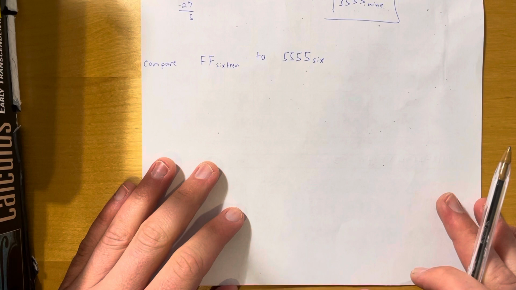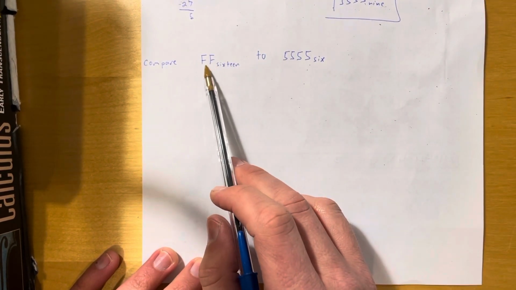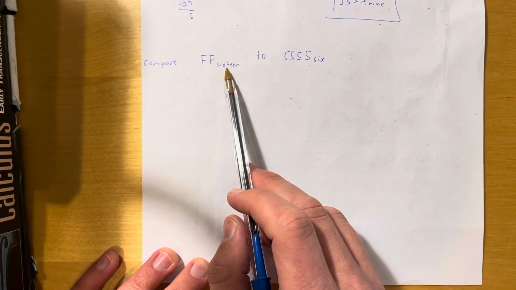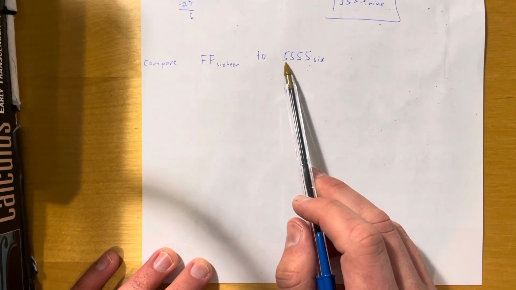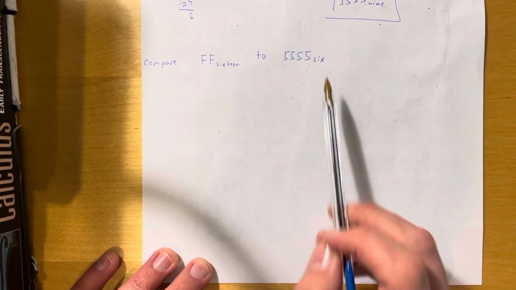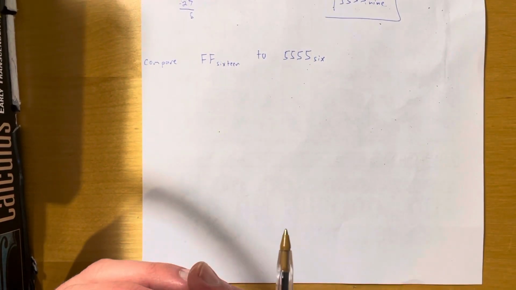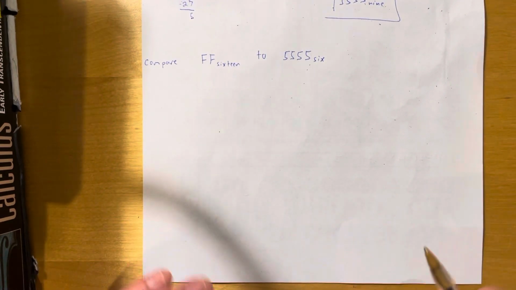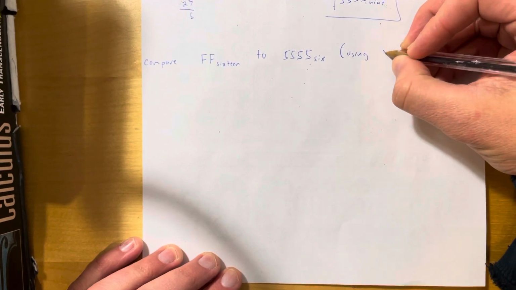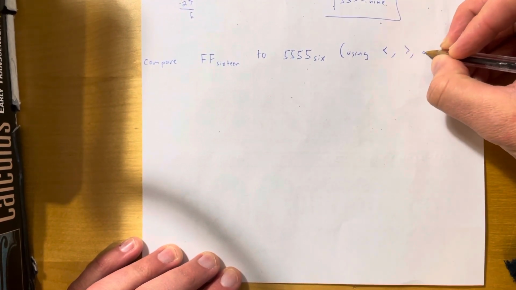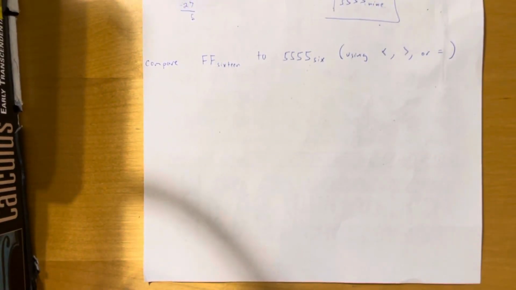Okay? This example right here, we're comparing two numbers, FF in base 16. Remember, base 16, we call that hexadecimal. So this is FF in hexadecimal. And this is the number 5555 in base 6. And when I say compare two numbers, what I'm doing is I'm trying to determine if one is bigger than the other or if they're equal. So I'm going to add to this using less than, greater than, or equal to. So I want to put that symbol in between these two to describe the relationship.